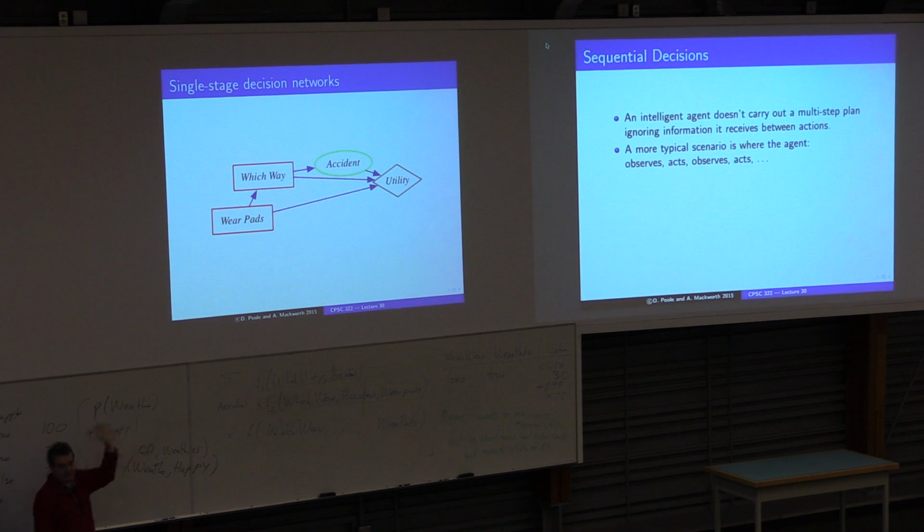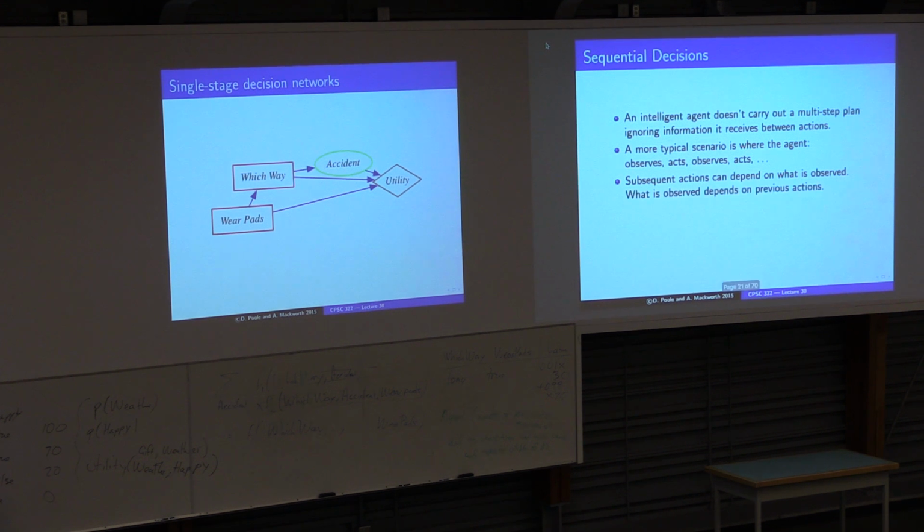So previously we just did this one here, did all of our acting up front. In the world, we typically want to act and observe and act and observe. And it's interesting because subsequent actions, what I do subsequently, depends on what I observe, because I'm assuming I'm going to observe the world. What's observed depends on previous actions. So what I'm going to do depends on my previous actions, but there are probabilities involved in here.